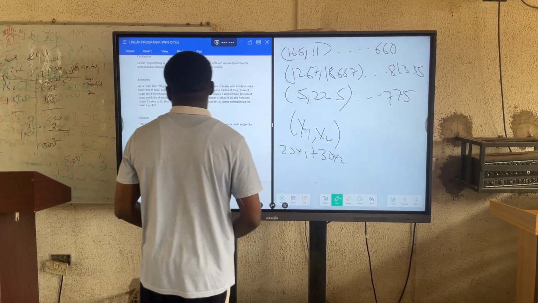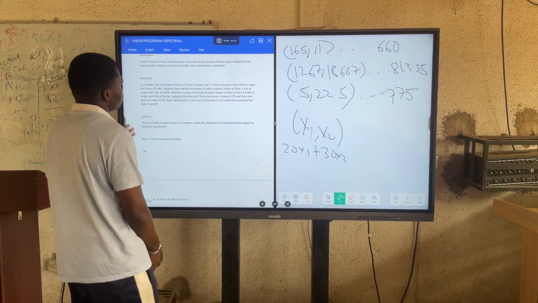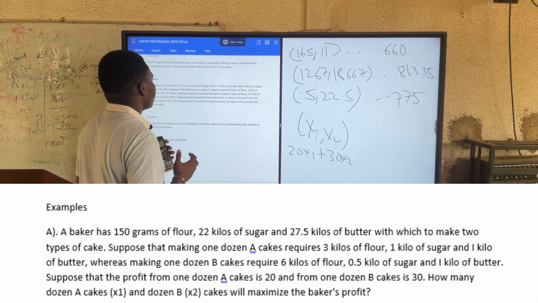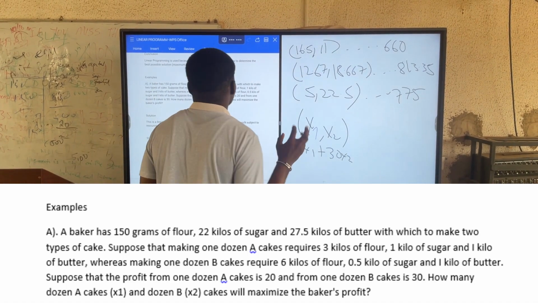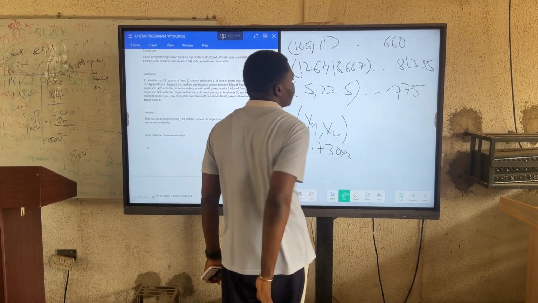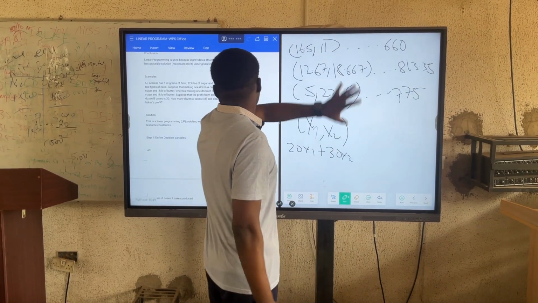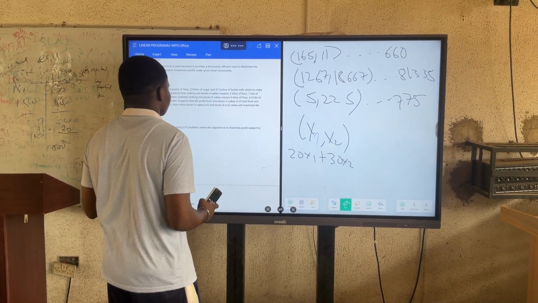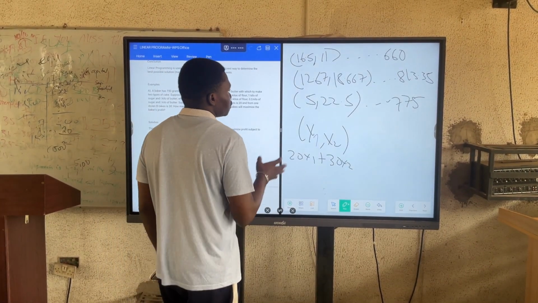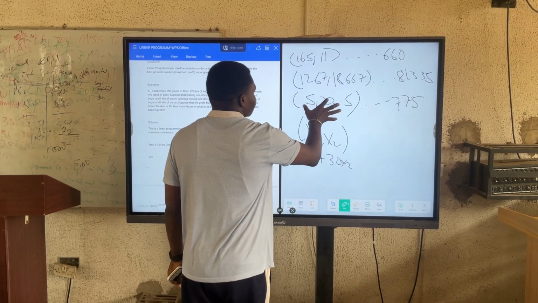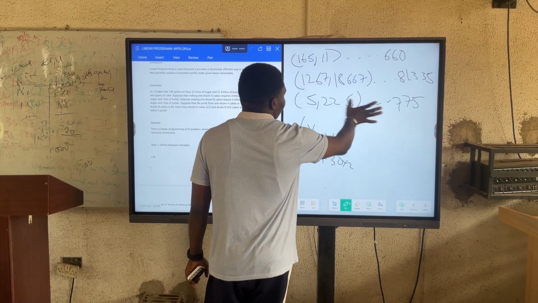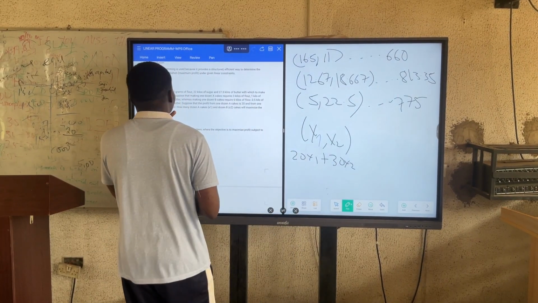So to get how many A cakes and B cakes will maximize the baker's profits, normally it's meant to be 813.35, but this requirement doesn't fit what you use to get the constraint. So I'm going to use 775 because this is the best value that I will get to maximize the baker's profit.